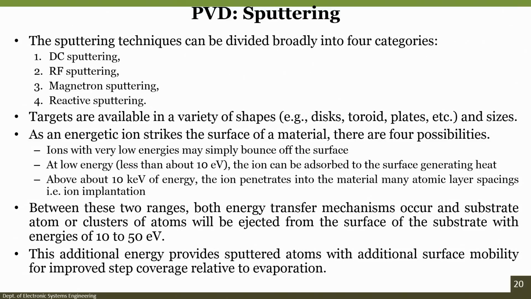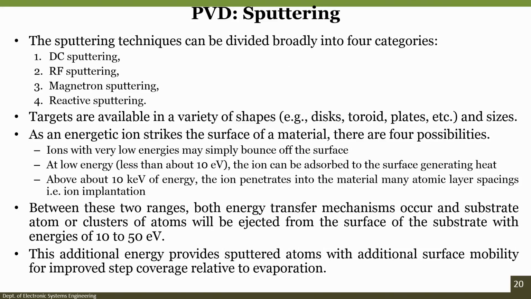So, as I told you, if you see the slide, the sputtering techniques can be divided broadly into 4 categories. One is DC sputtering, second is RF sputtering, third one is Magnetron sputtering, and fourth is reactive sputtering. Targets are available in a variety of shapes, examples are disc, toroid, plates, etc., and of course sizes.